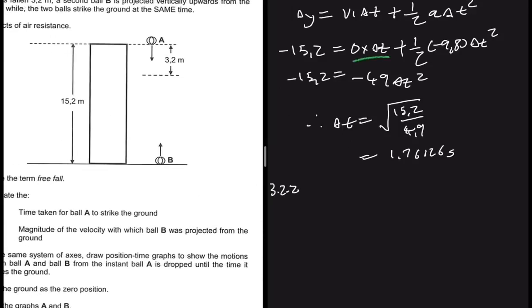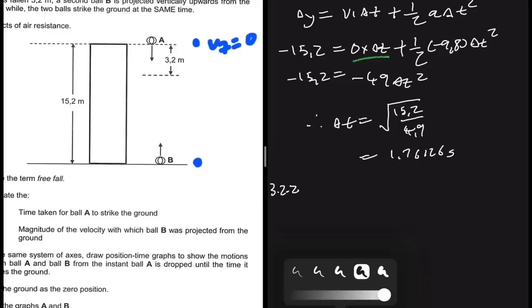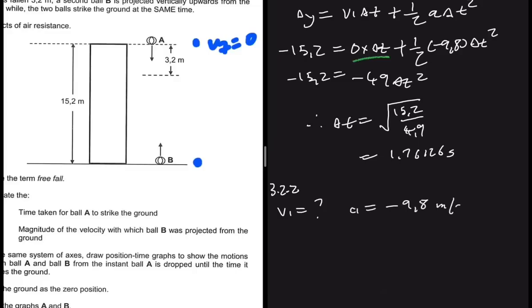5 marks. We're looking for the magnitude of the velocity with which ball B was projected from the ground. So let's look at the information we have. We don't have VI. If you take the motion from the time it was projected to the maximum height, you can say you have a VF, which is equal to 0, right? But we don't know the maximum height also, because at this point, what we have is the initial velocity, which is unknown, and the acceleration, which is minus 9.8 meters per second squared.